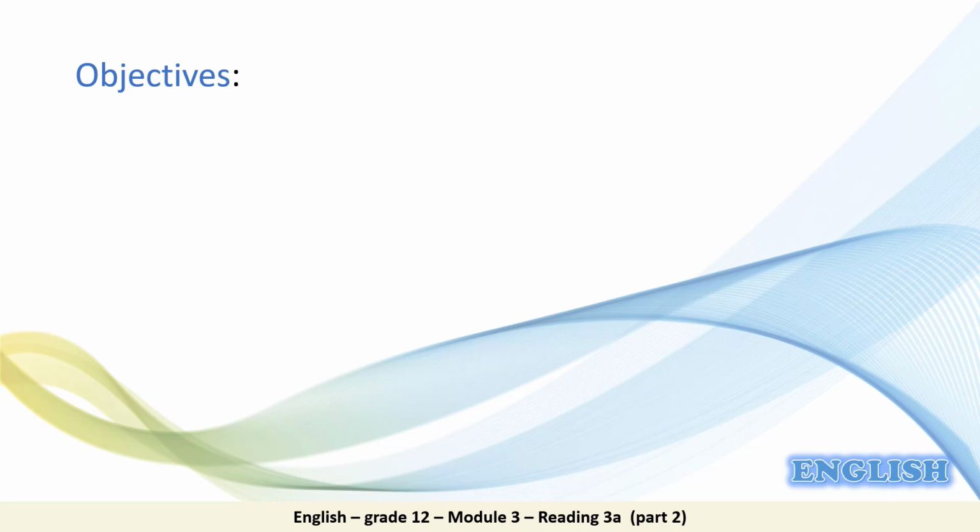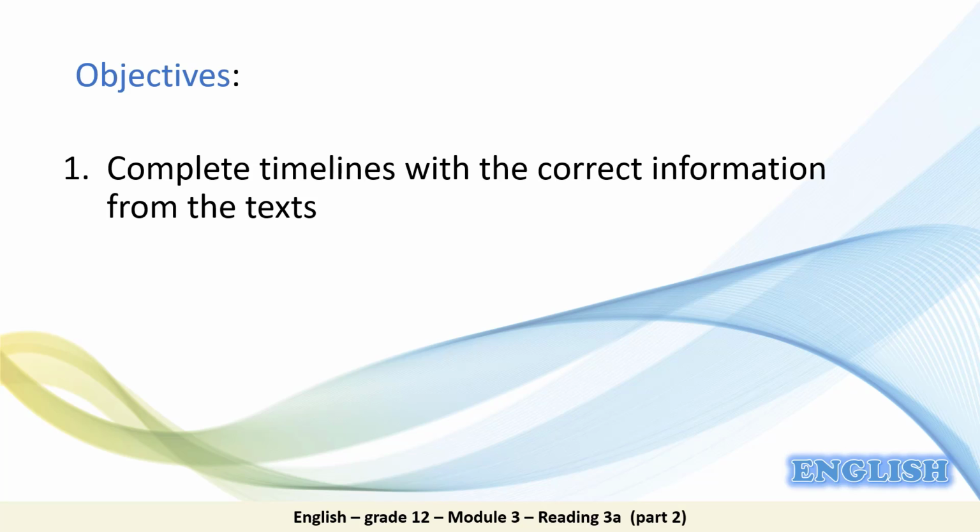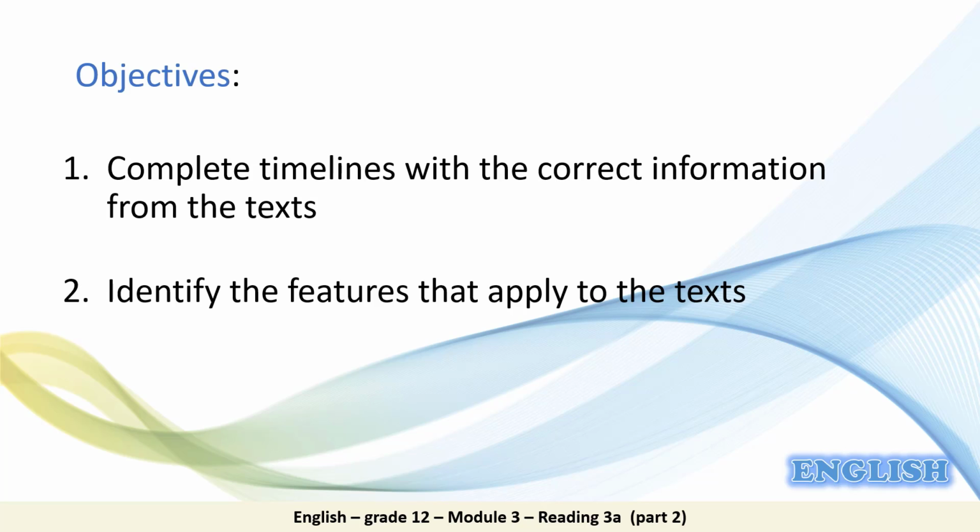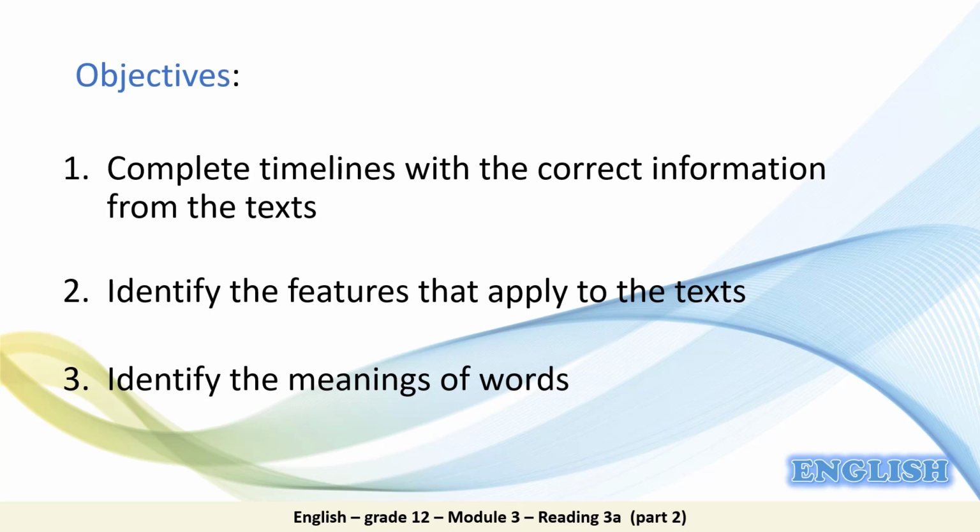Let's first have a look at the objectives of this lesson. Number 1. Complete timelines with the correct information from the texts. Number 2. Identify the features that apply to the texts. And number 3. Identify the meanings of words.